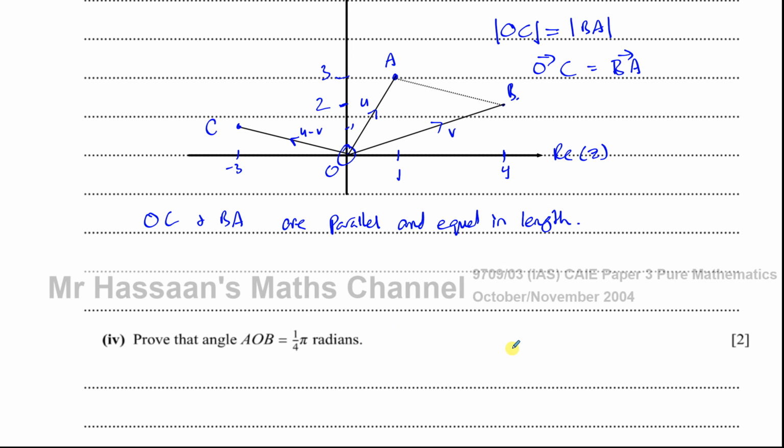And then it says part 4, prove that angle AOB, which is this angle over here, is pi over 4 radians. Okay, so basically what we can see is that angle AOB is like the angle, let me change the color of the pen.